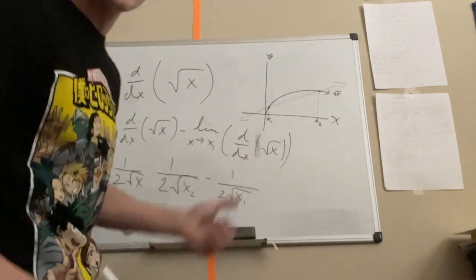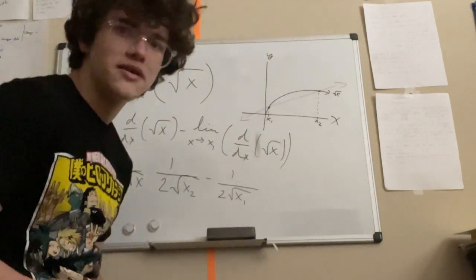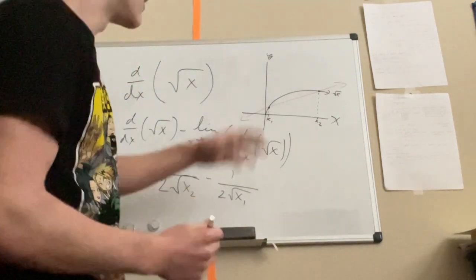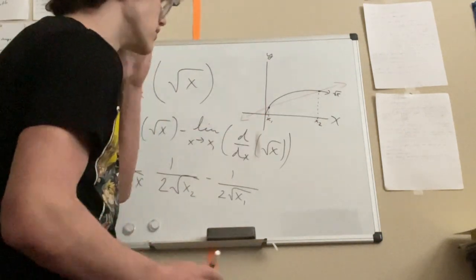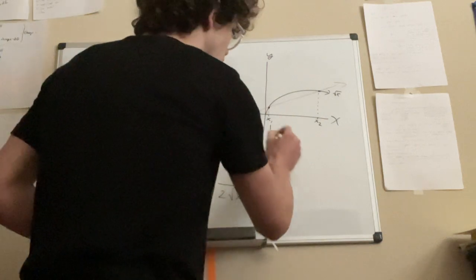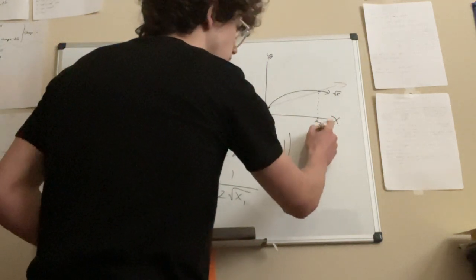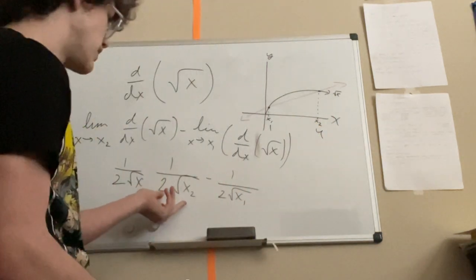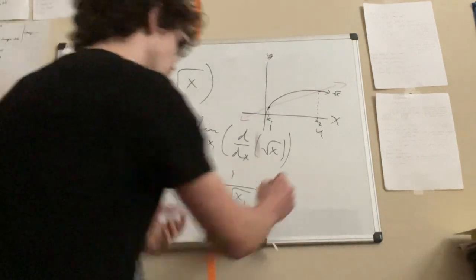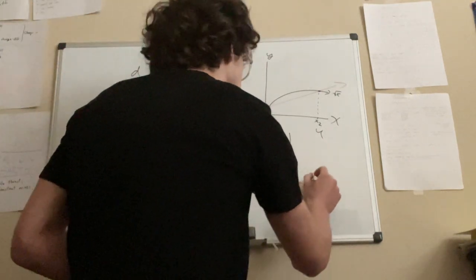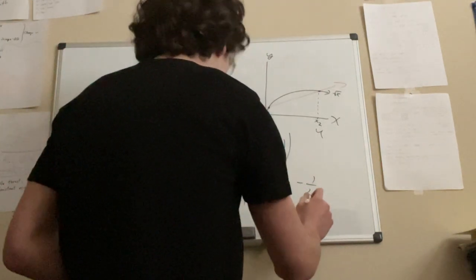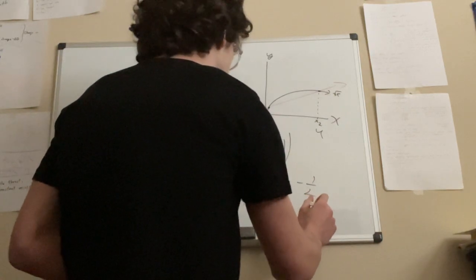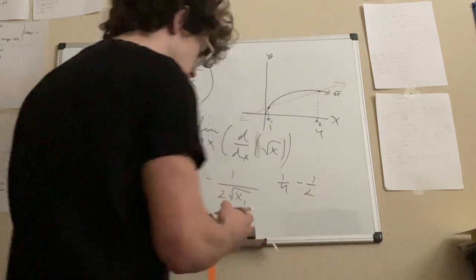And it changes depending on what x1 and x2 are, but you get the idea. Like, we could say x1 is equal to 1, let's just say it's 1, and then x2 is equal to 4, and then we plug that in, and it's 1 over 4 minus 1 over... Yeah, and we get the slope.